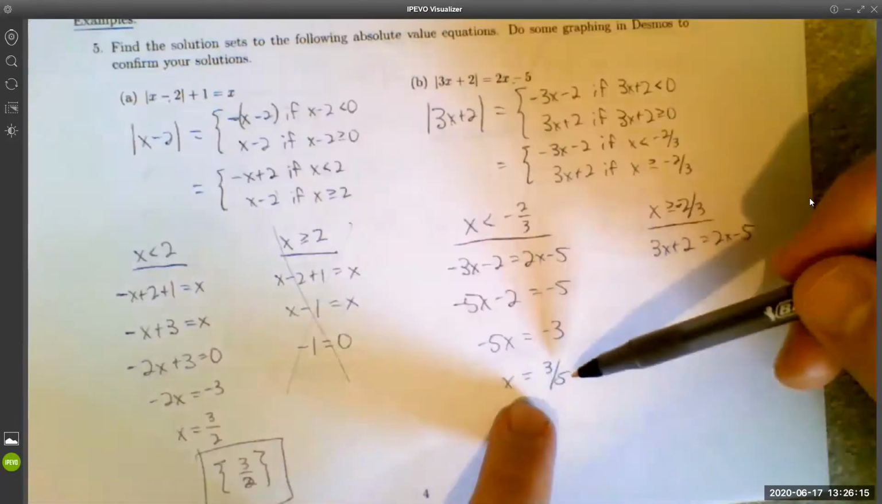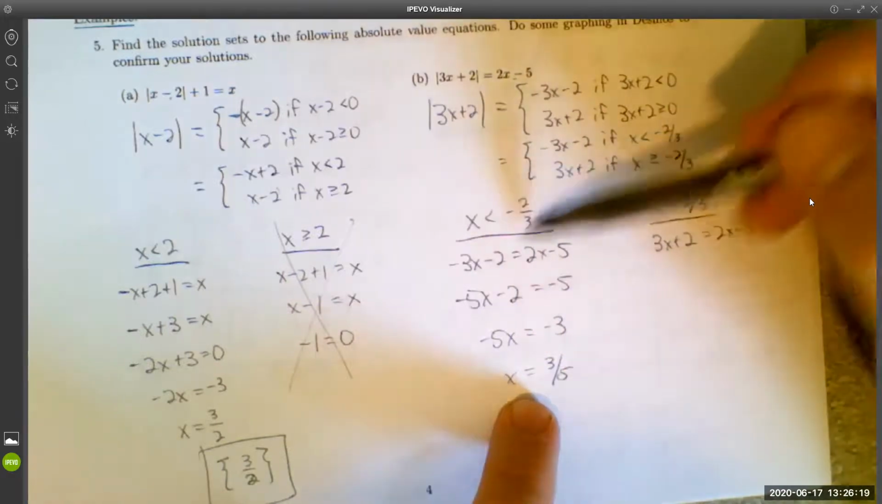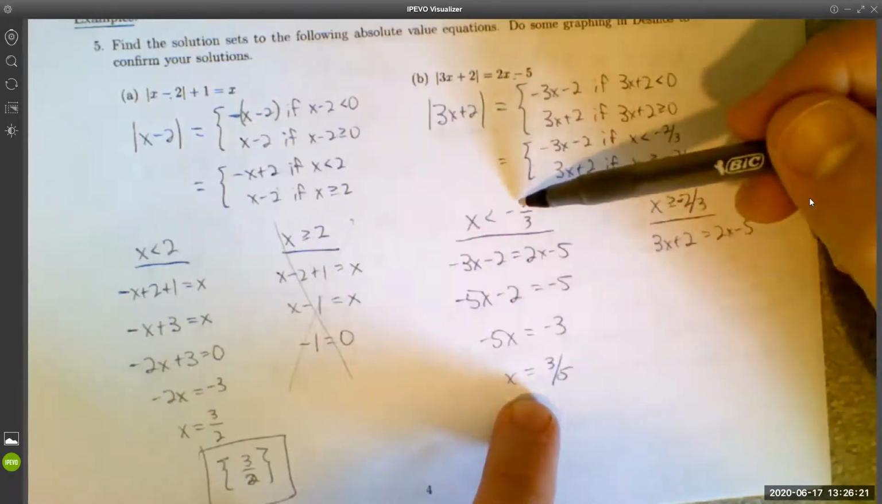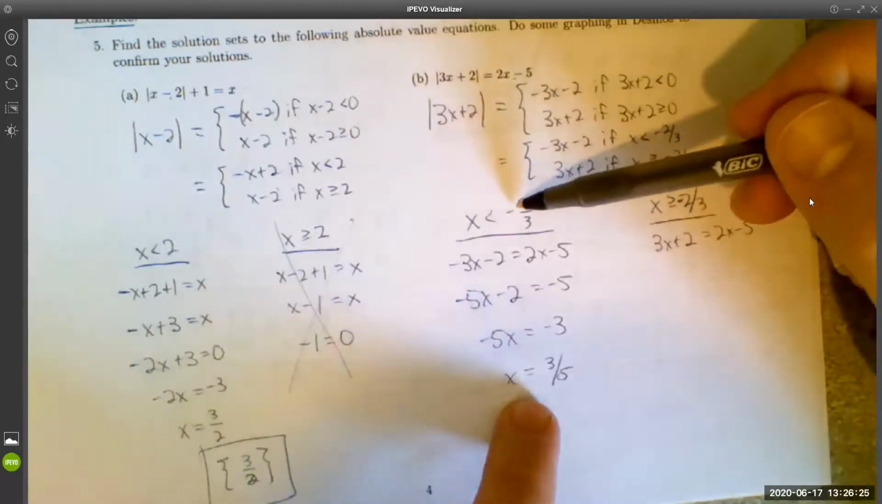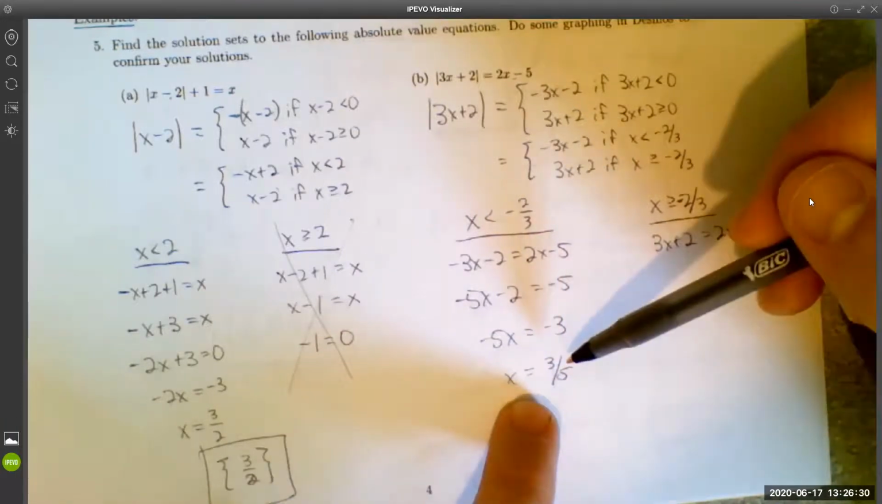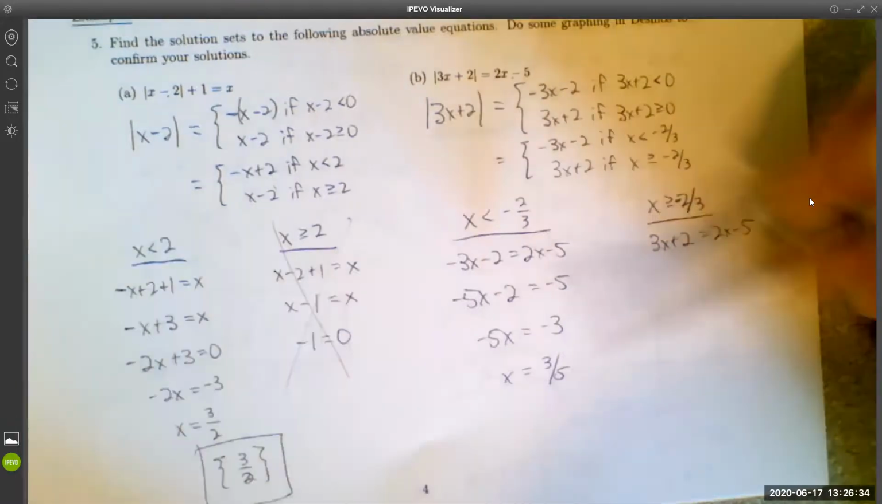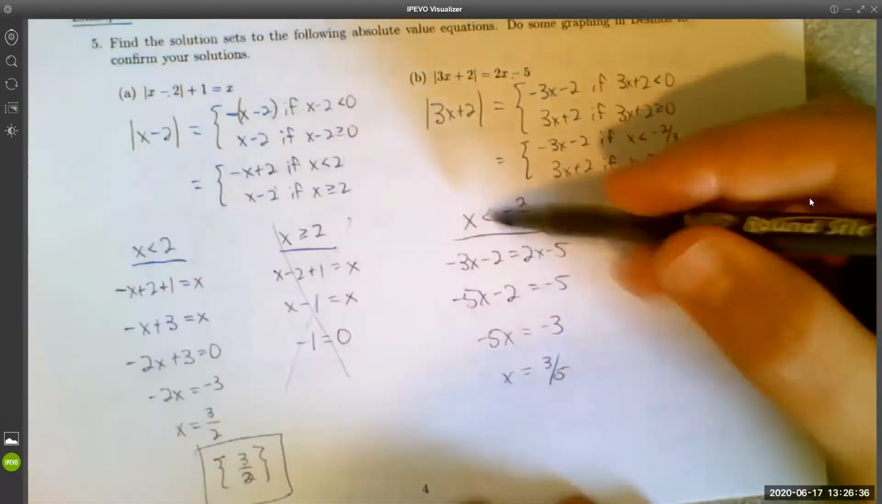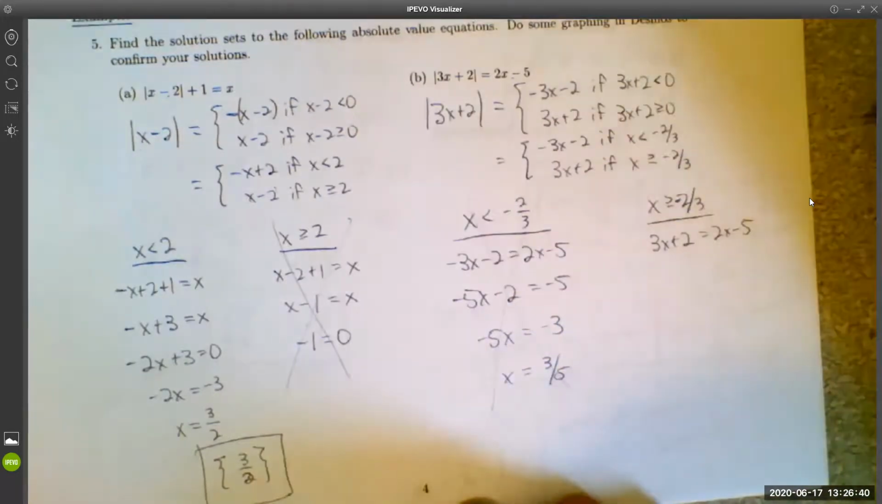You'll notice that this is a problem because this was the case when x was less than negative 2/3, and I'm saying if x is less than negative 2/3, then x has to equal 3/5. Well, that's a contradiction, right? That's not possible because 3/5 is bigger than negative 2/3, not less than negative 2/3. So that tells me that I don't get any useful information there.